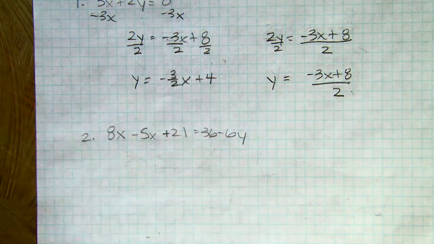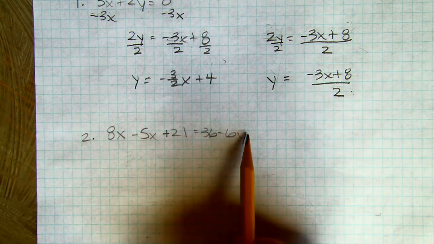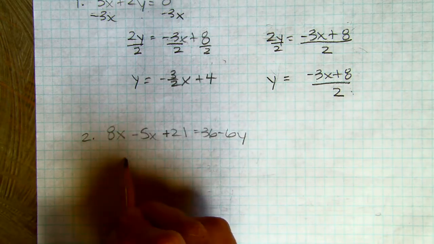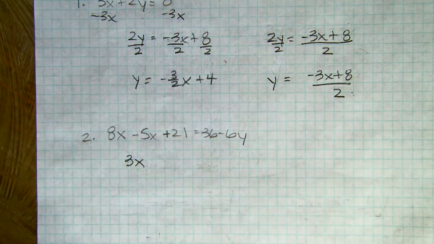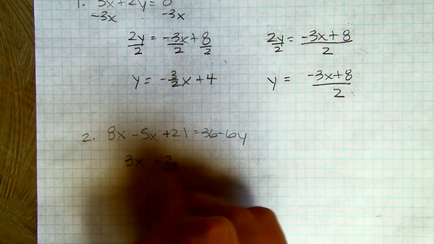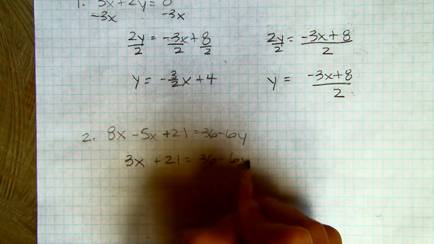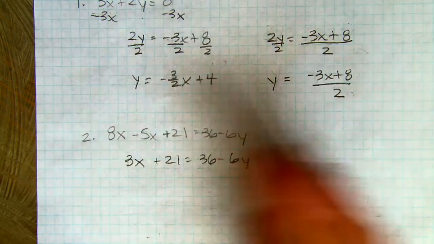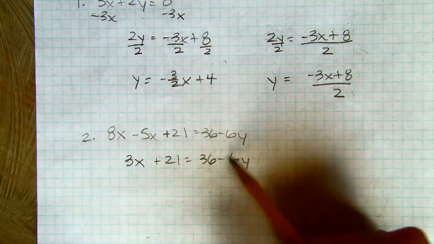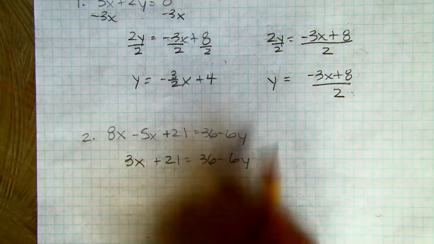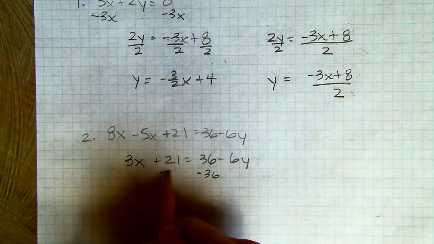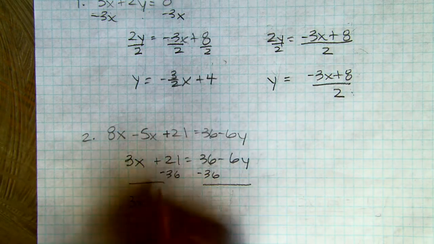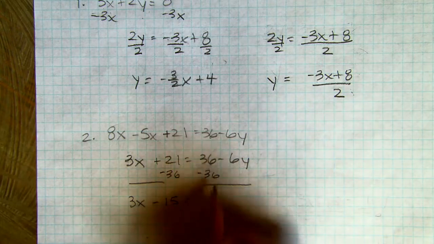Again, if I'm asked to write this in function form, I need to get y by itself. So here I realize I have to do a little simplifying first. 8x minus 5x is 3x. And sometimes we aren't comfortable with the y on the other side, but I think it's better just to leave it that way, and let's now isolate y. So first I'm going to subtract 36, and my 3x becomes negative 15.